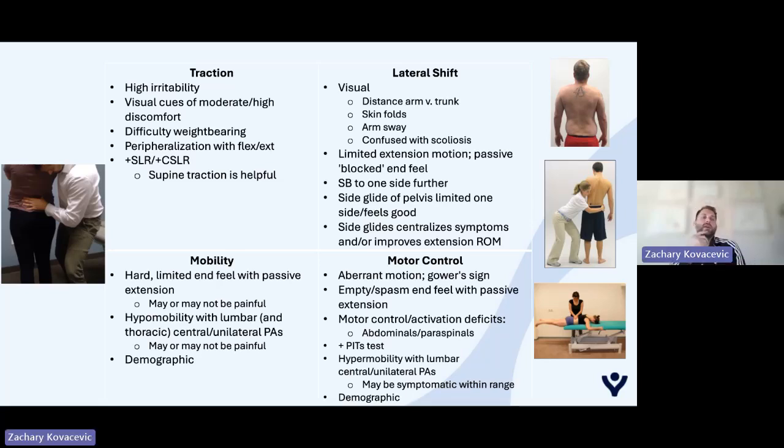Let's now shift to the bottom left quadrant from a mobility perspective. These are individuals that when you do the passive extension assessment, pictured on the left, you're going to notice that there's a limitation there. They just don't go further, they stop. And this may or may not be painful, right? It may be painful, it may not. And when you flip them and put them prone into your central and unilateral PAs to assess accessory mobility, these individuals will have some hypomobility that you perceive in their lumbar spine and/or their thoracic spine as well.